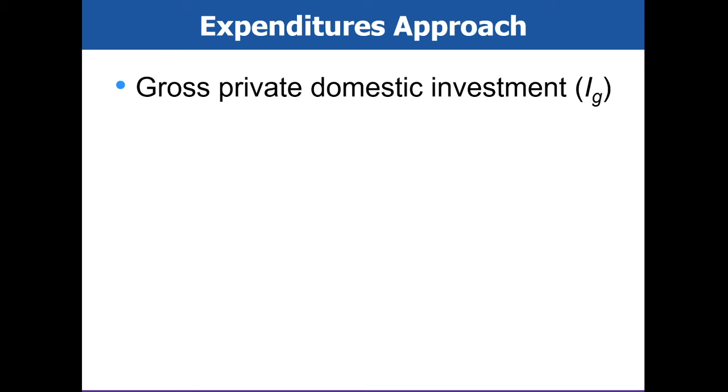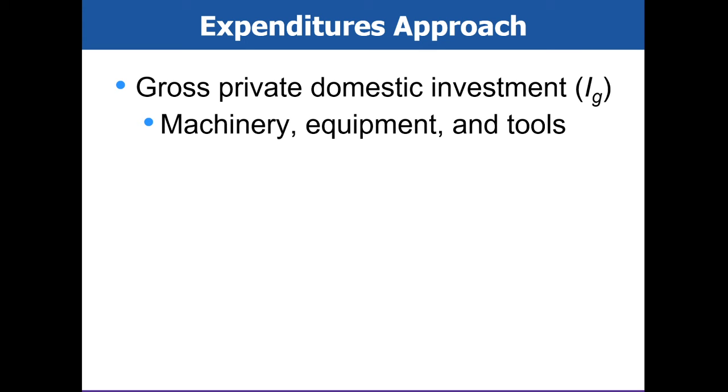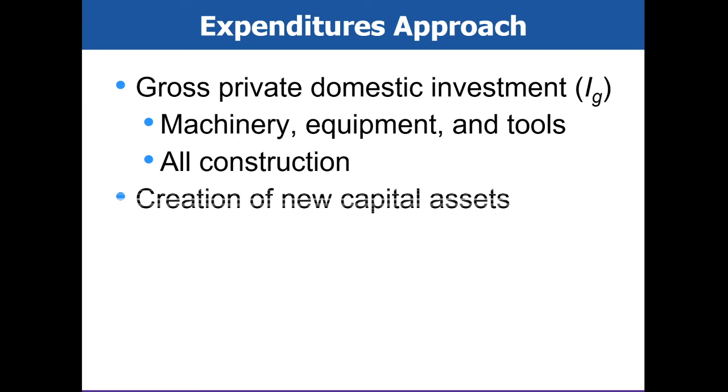Okay, then we have investment. What we mean by gross private domestic investment is any investment in the economy by firms on things like machinery, equipment, and tools. We also look at net private domestic investment. Basically, if I'm replacing a machine, there is no gain in investment. So if there is a monitor in the room and we replace that monitor, the investment hasn't changed. If we add another monitor, then net private domestic investment increases. Okay? All right, we look at construction, creation of new capital assets.